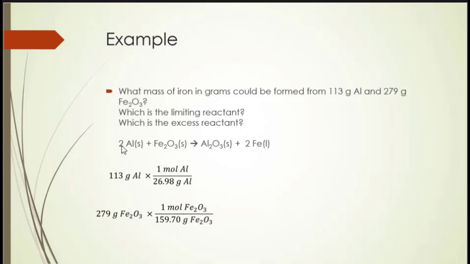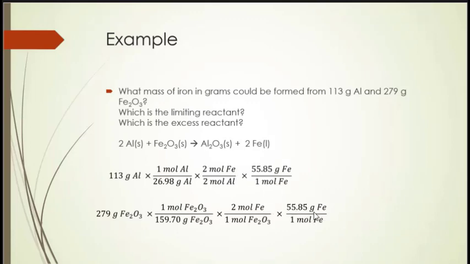So we need to compare moles of aluminum to moles of iron, and that's a 2 to 2 ratio. Same at the bottom, we need to compare Fe2O3, which is 1 mole of Fe2O3 for every 2 moles of iron. Okay, one more step because we want to get to mass of iron. Right now, both of these are at moles of iron. So our last step is finding the molar mass of just Fe.